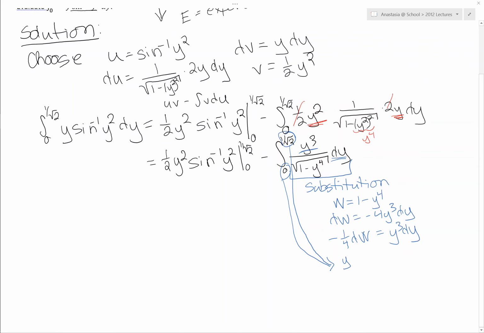So first off, when y is equal to 0, w is equal to 1 minus 0, or 1. When y is equal to 1 over the square root of 2, w is equal to 1 minus 1 over the square root of 2 raised to the 4th, which is going to give us a 1/4 there, so we have 3/4 as our new upper bound.